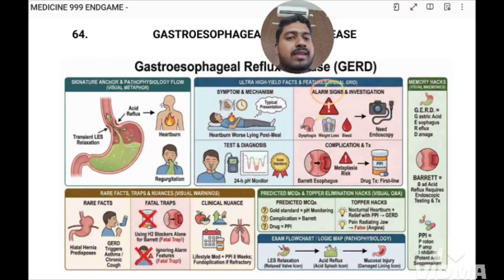So which are the alarming signs? One is dysphagia, weight loss, gastrointestinal bleeding. If these symptoms are there, then it can also point towards some malignancy, and hence we need endoscopy. Now, what are the complications? Barrett's esophagus. So what happens in Barrett's esophagus? There is intestinal metaplasia, which means squamous epithelium of the esophagus is replaced by columnar epithelium.